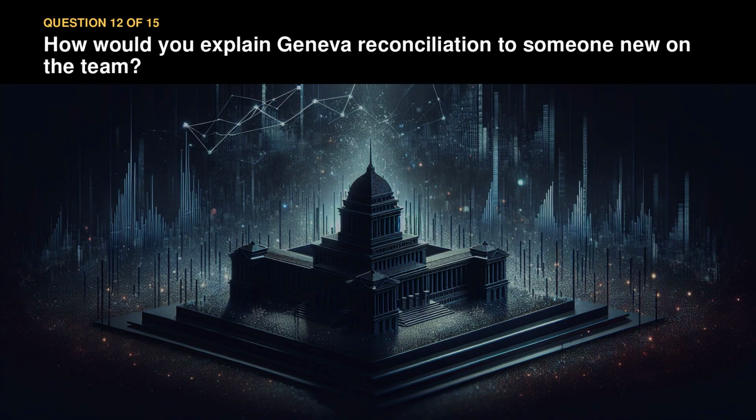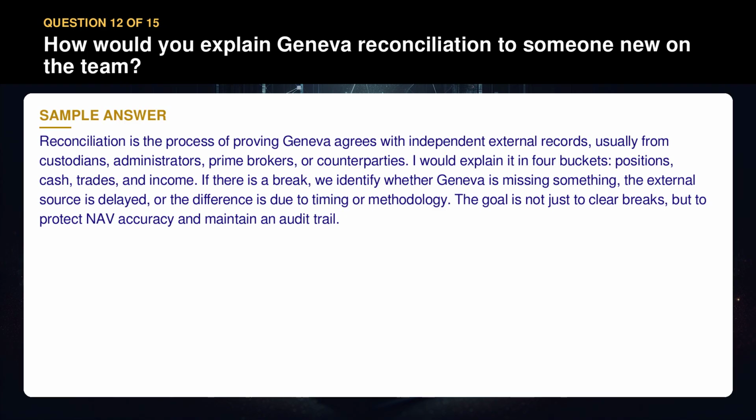Question 12. How would you explain Geneva reconciliation to someone new on the team? Reconciliation is the process of proving Geneva agrees with independent external records, usually from custodians, administrators, prime brokers, or counterparties. I would explain it in 4 buckets: positions, cash, trades, and income. If there is a break, we identify whether Geneva is missing something, the external source is delayed, or the difference is due to timing or methodology. The goal is not just to clear breaks, but to protect NAV accuracy and maintain an audit trail.